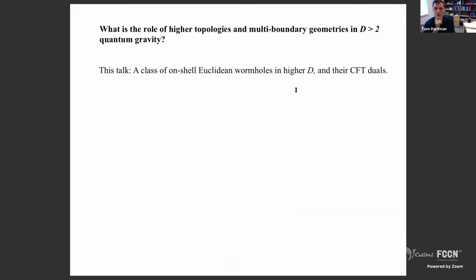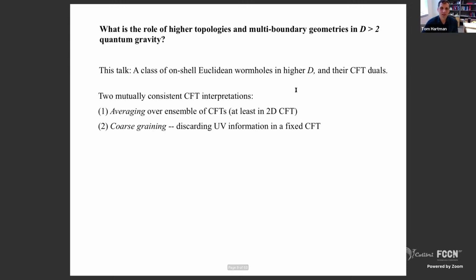Okay, so this raises the question, what is the role of higher topologies and multi-boundary geometries in more than two dimensions in quantum gravity? And in this talk, I'll describe a class of on-shell Euclidean wormholes in any number of dimensions, higher d, and I'll discuss their CFT duals. I'll actually talk about various types of wormholes, but they all sort of fit into the same class. And I'll talk about two different CFT interpretations. There are two different ways of thinking about the contribution of wormholes. They're not mutually exclusive. They're both consistent. They can both be true.